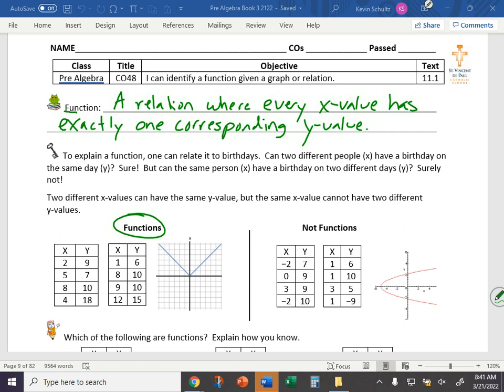Another example here. X is 1, y is? 6. X is 8, y is? 7. X is 9, y is? 10. X is 12, y is? 15. Now we'll go over here into things that are not functions.